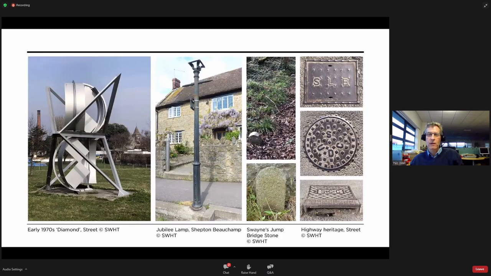They can be space age or very traditional in appearance. On the left is a sculpture, Diamond, by the late Philip King, bought by Clarks of Street in the 1970s. Next to it is the Jubilee cast iron lamp column in Shepton Beauchamp, with the foundry mark of the Smith brothers of Chard and Jubilee 1887.